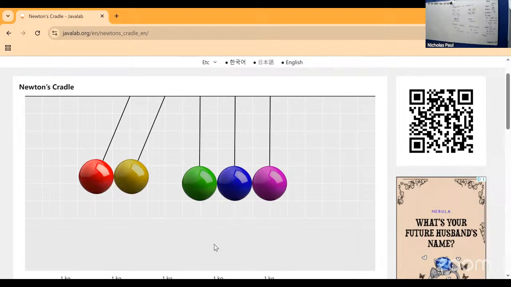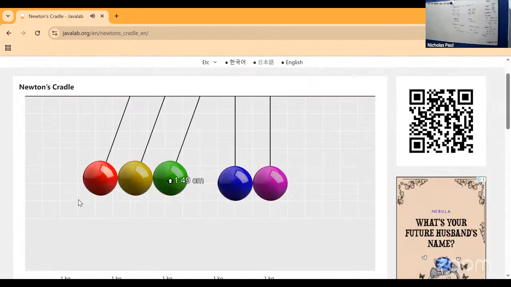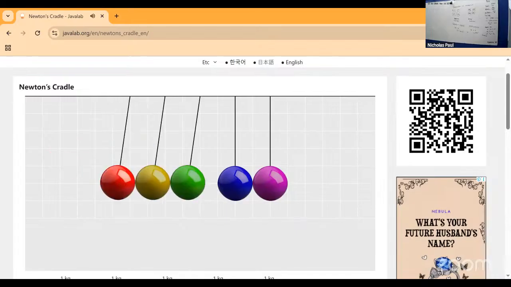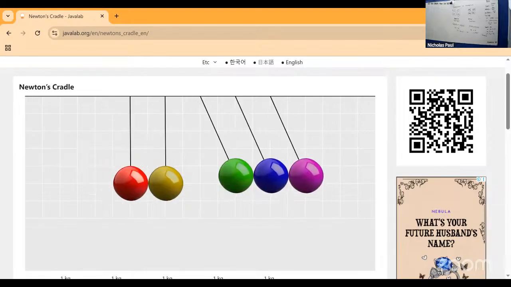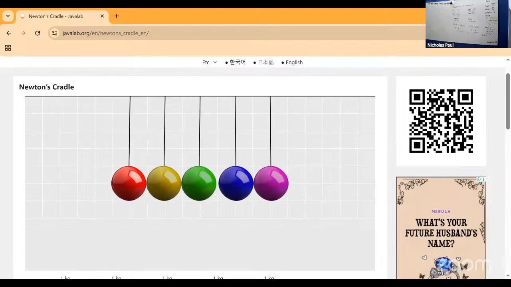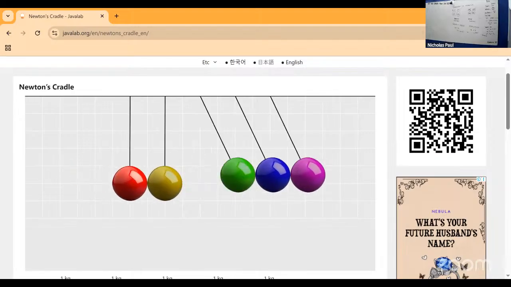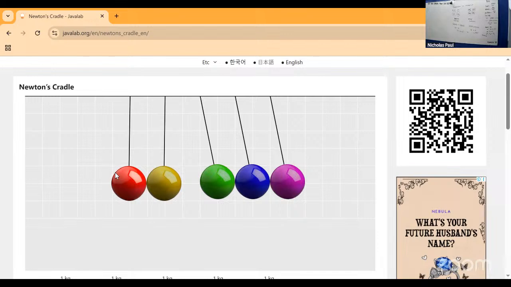What would happen now if I move 3? How many will move on the next side? The law has to stay the same. So 3 balls on the left means 3 on the right because they're moving at the same speed. This is a demonstration of Newton's third law and conservation of momentum. This is a perfect example of how it works.